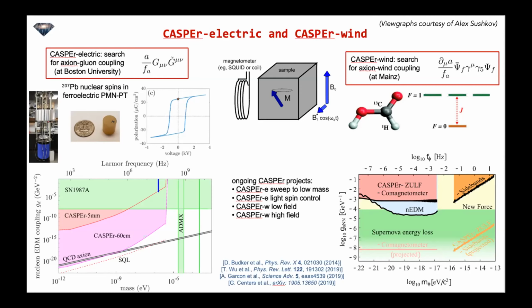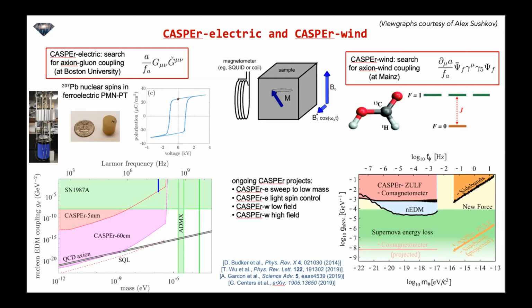In the case of CASPEr Electric, one is looking for the axion-gluon coupling. There is an electric field there that sets up again this effective axion magnetic field. And then, by changing the main magnetic field, one is looking for the place where one gets a resonance and then the spin flips. In the case of CASPEr Wind, one is looking for the gradient coupling due to an axion flow there, but that is the nucleon coupling. And in both cases, what one is really looking for is, of course, the modification of the dipole moment.